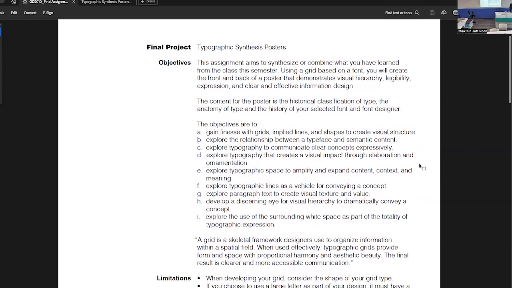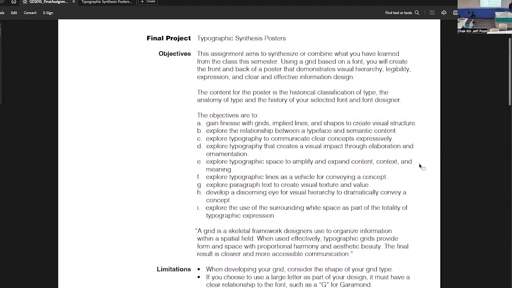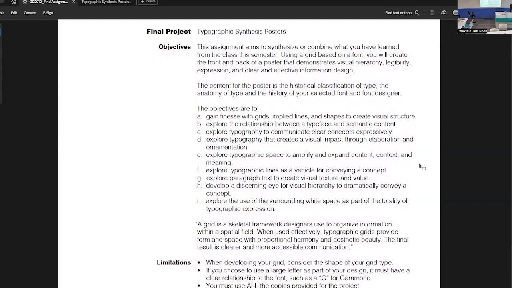So the content of the poster is the historical classification of type. You still remember those classifications? Well, we got to remember it because it is for your final exam. Do you still remember we have an exam on the last day? Well, we do have an exam. It carries 10 points of the total points. So you should read your handout.